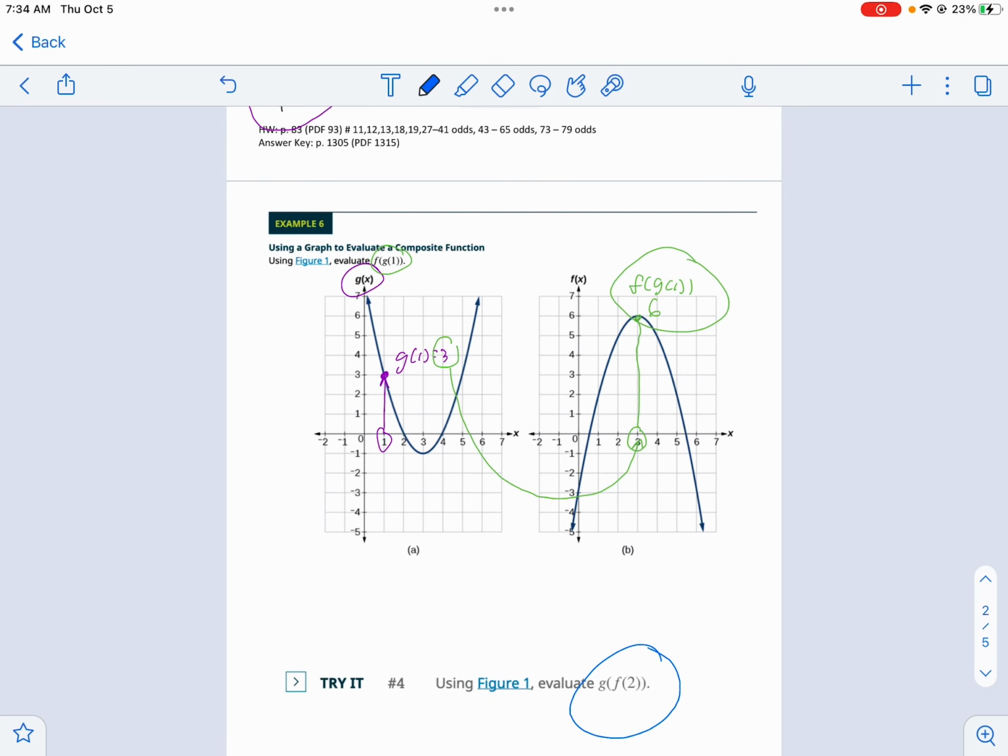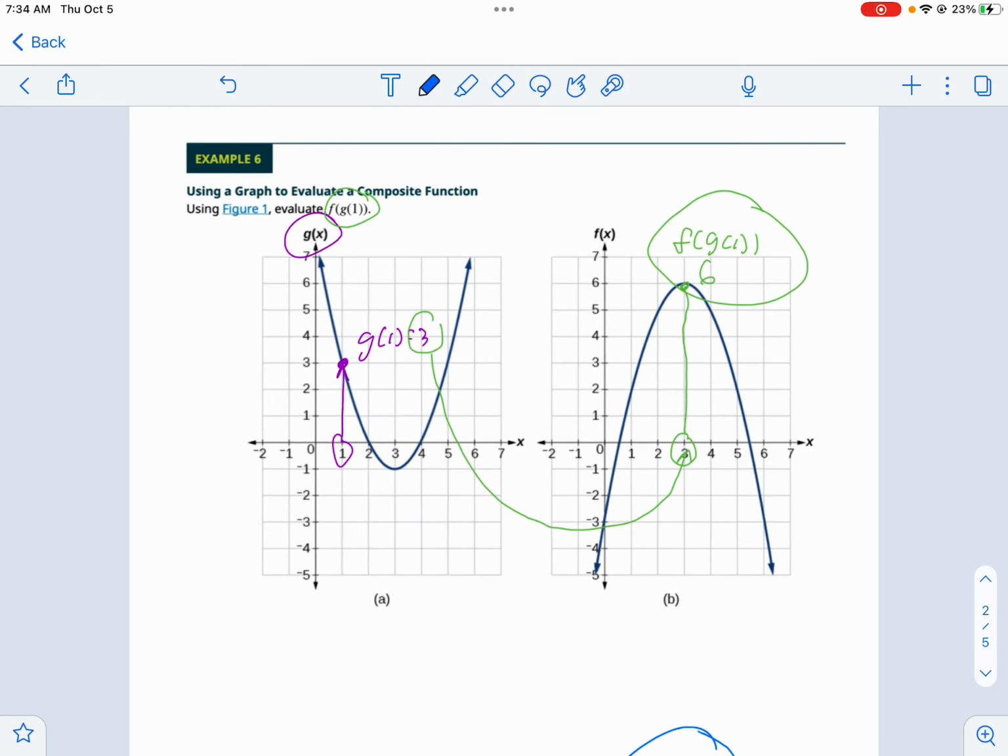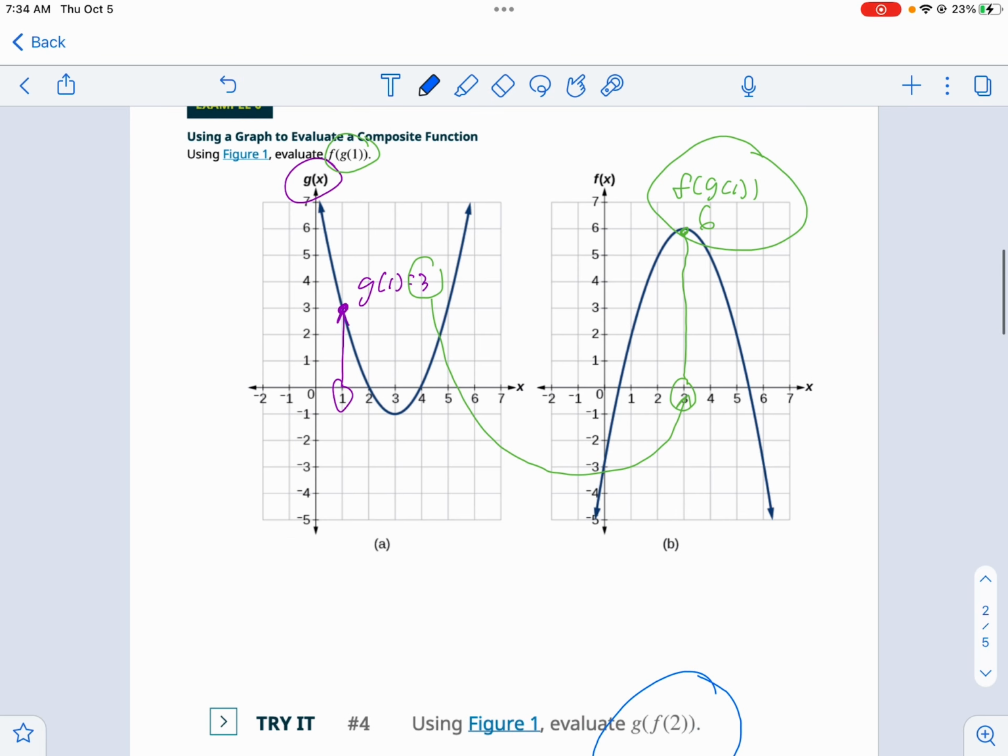G of F of 2. First you have to find what F of 2 is. So F of 2 is 5. Then that 5 tells you where to look. So then this is 3. So G of F of 2 is equal to 3.